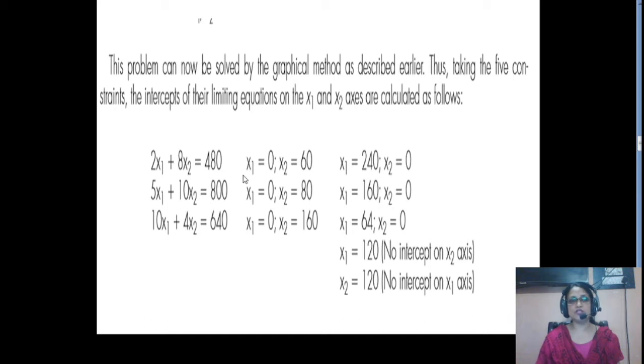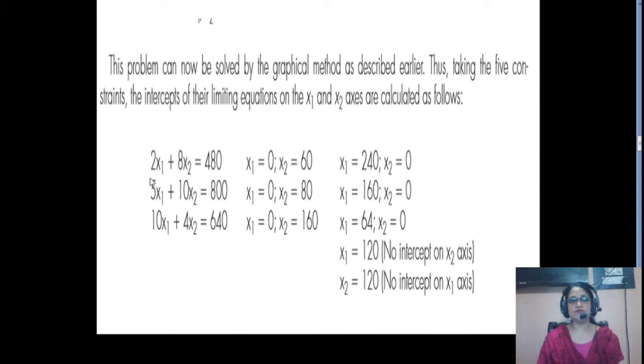So in the first equation, by putting x1 as equal to 0, x2 would be 60 and x1 will be 240. Likewise, we have found out for the second equation also, x2 will be 80 and x1 will be 160. Similarly, x1 will be 64, x2 will be 160. x1 is equal to 120, no intercept on x2. x2 is equal to 120, no intercept, right? So, this is how we can find out the equation of 5 lines.